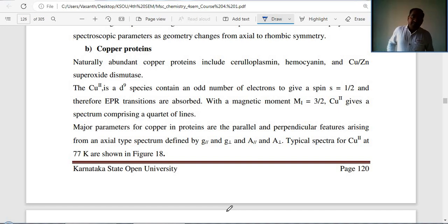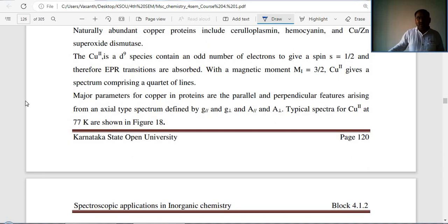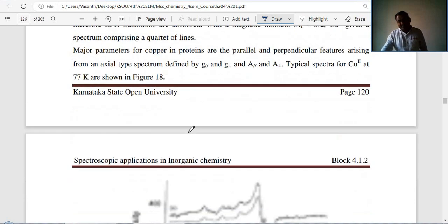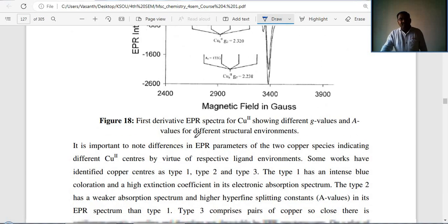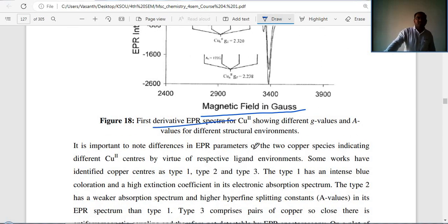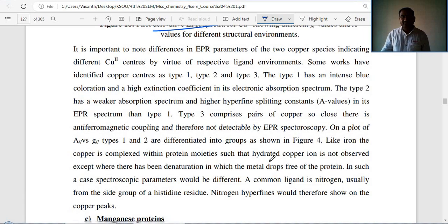Then the magnetic moment I is equal to 3/2. Copper gives a spectrum comprising a quartet of lines. This is the magnetic field in Gauss. The first derivative EPR spectra for copper(II) showing different g values and A values for different structural environments.